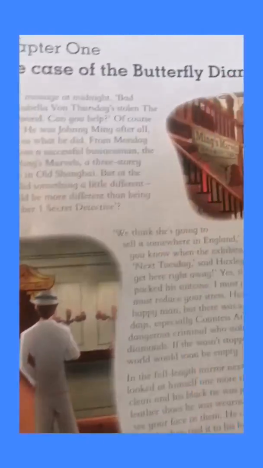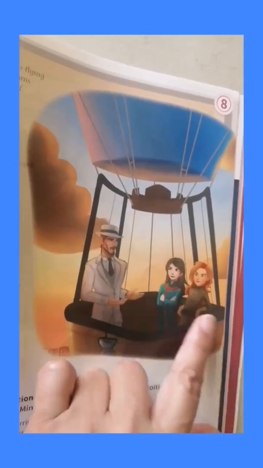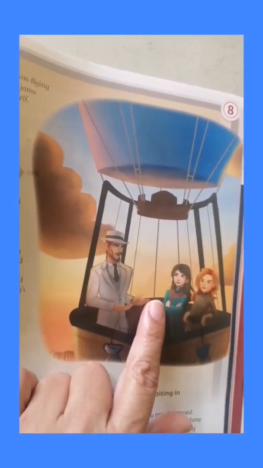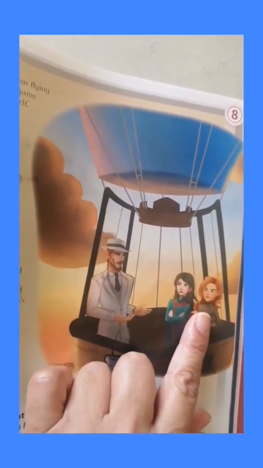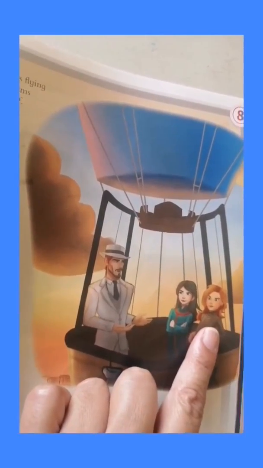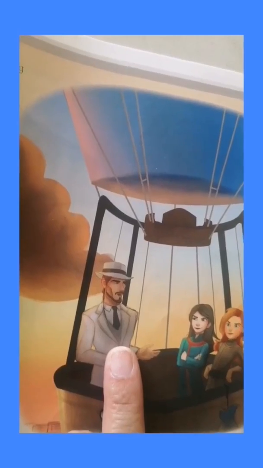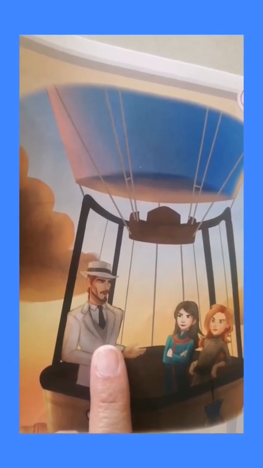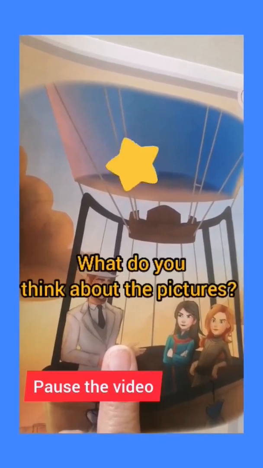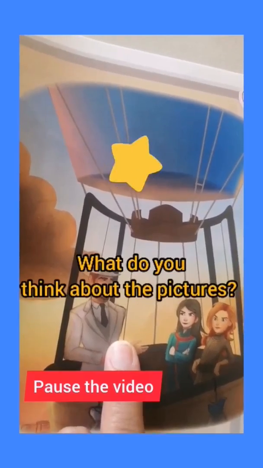And then in the other page, we have the same man, but now we have him in the balloon with two girls. The girls look like they were angry, don't they? They look a little bit angry. One has blue eyes and the other one has brown eyes. And the man here, he's like explaining something. That's what I think. What do you think? Pause the video and think about it. What do you think of the pictures from the story?